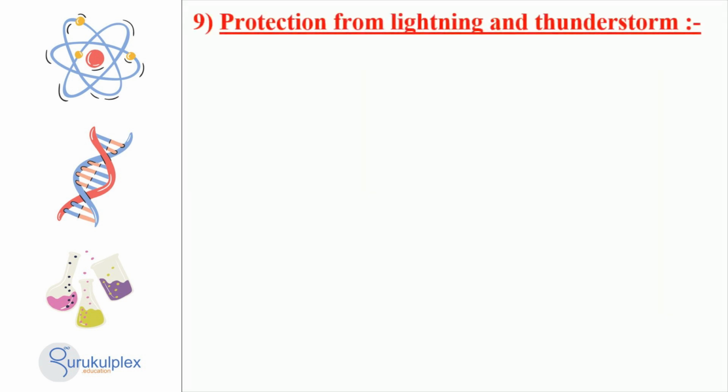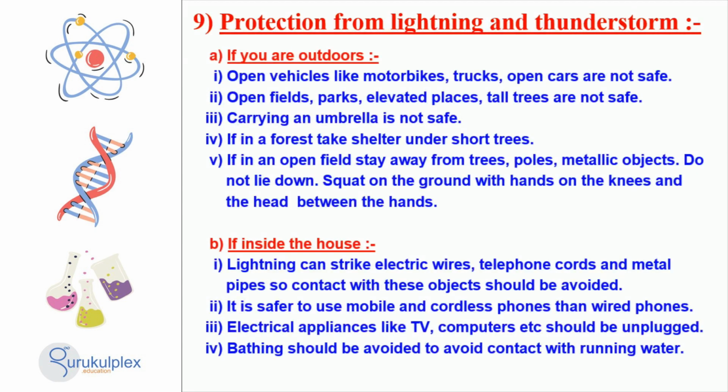When it comes to protecting yourself from a lightning or thunderstorm, safety measures must be taken. Open vehicles, open fields, and elevated places are not safe. Carrying an umbrella, while helpful in other situations, is not effective in this case. If you are in a forest, look for a low-hanging tree and take shelter underneath it. If you are in an open field, stay away from taller trees and metallic objects, and instead squat on the ground with your hands on your knees and your head between them.